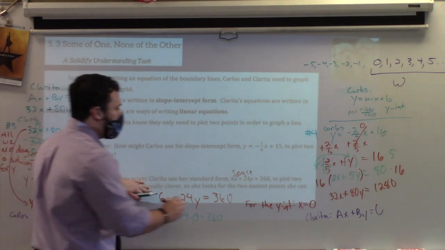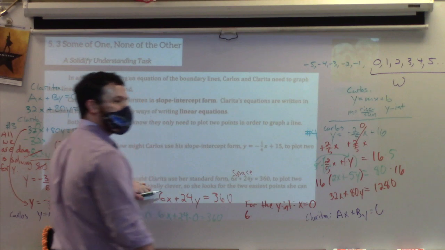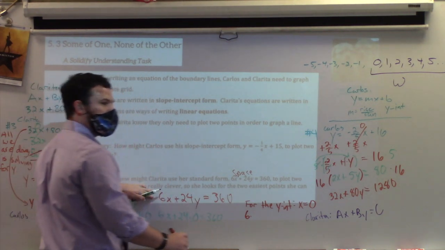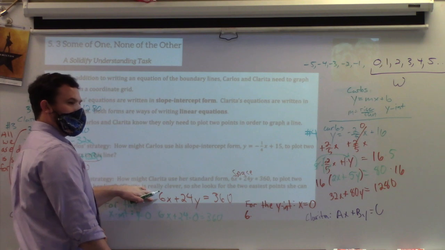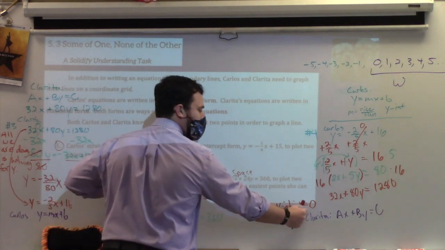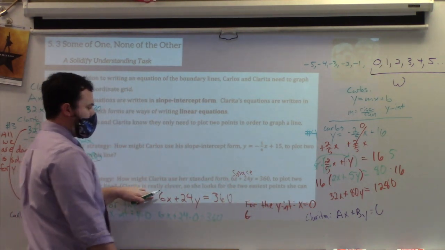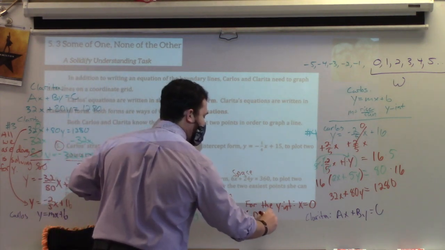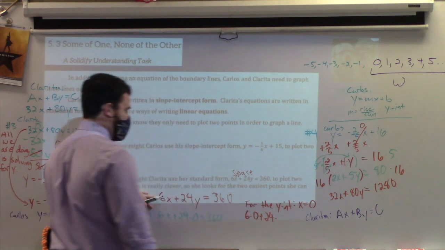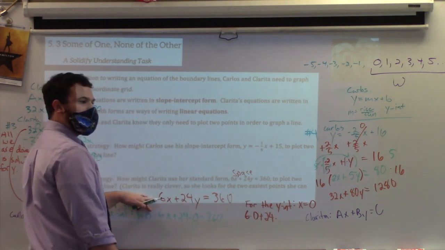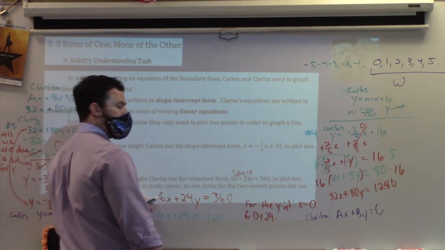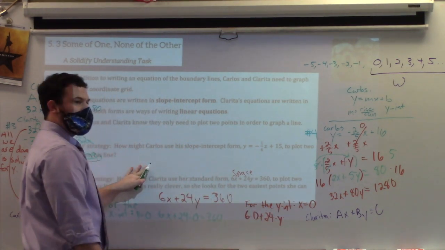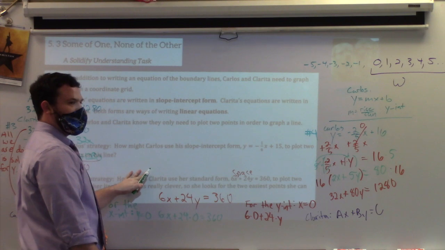So then it would be 6 times, I mean, x. For the y-intercept, x equals 0. So 6 times 0 plus 24 times 0, 24, 360.